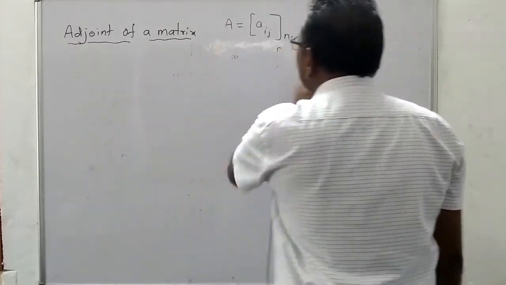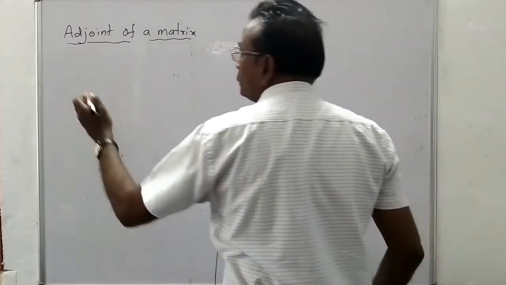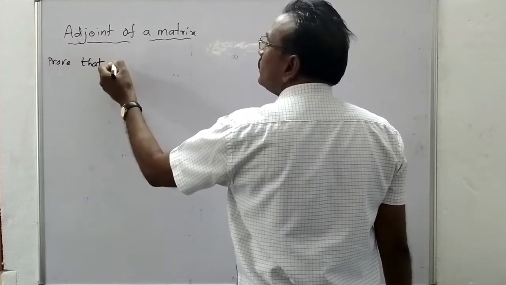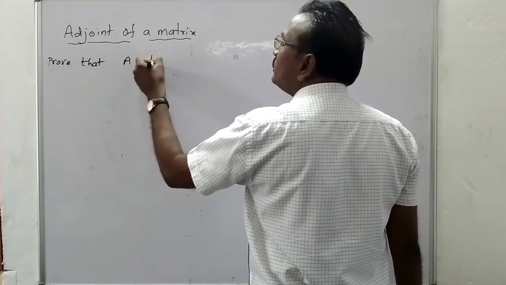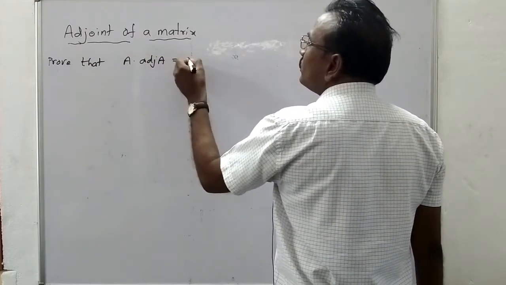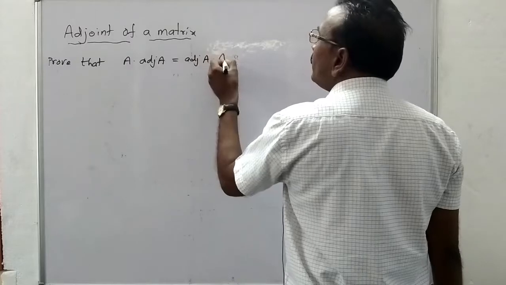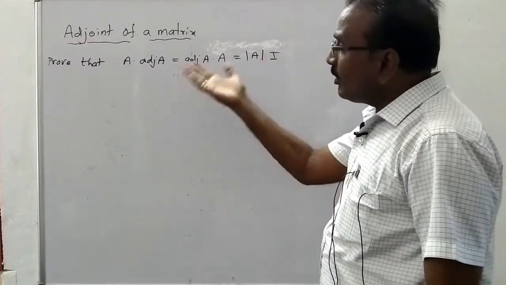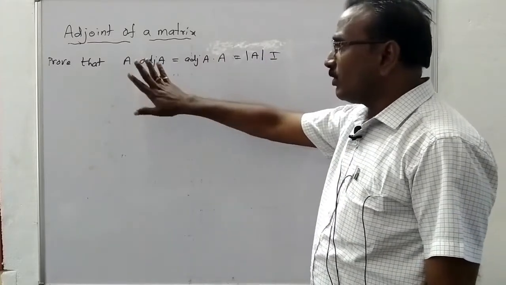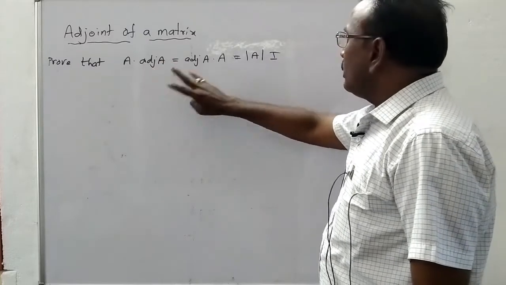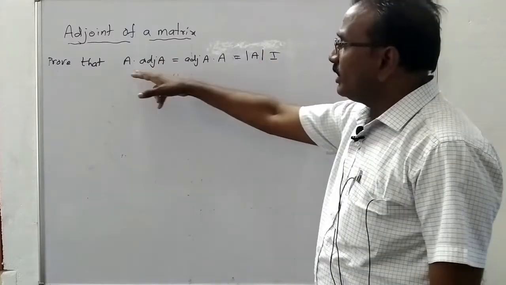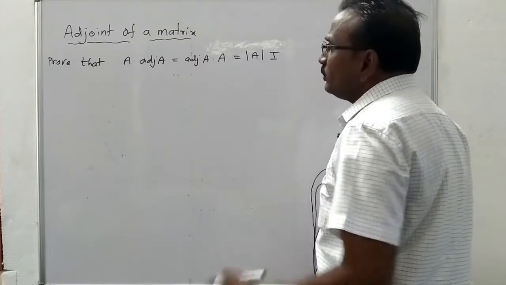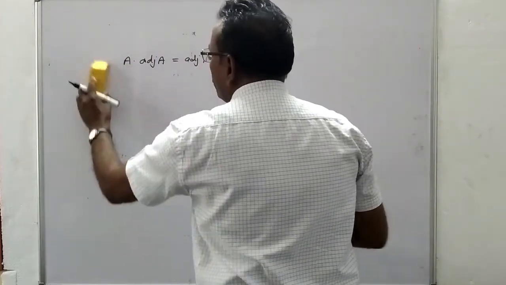One small theorem. Prove that A into adjoint A is equal to adjoint of A into A is equal to determinant of A into I, where I is the identity matrix of the same order as matrix A. Suppose A is a matrix of order n and I is also a matrix of order n. So if A is a matrix of order 3, I is the identity matrix of order 3.